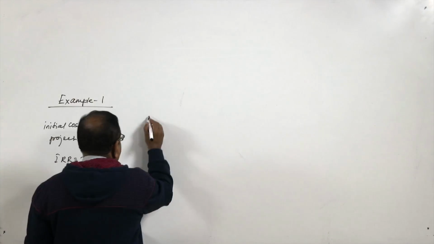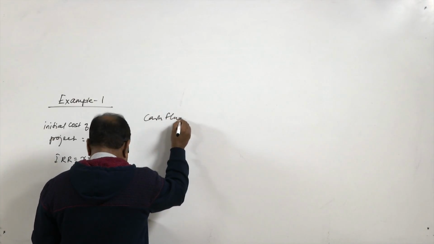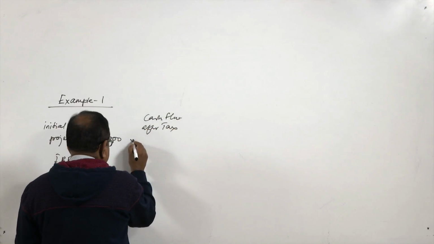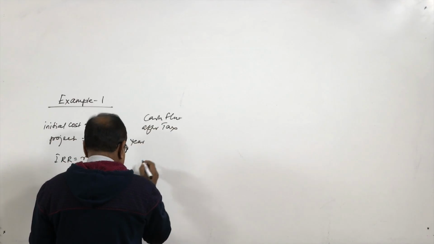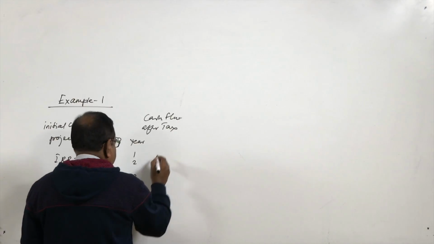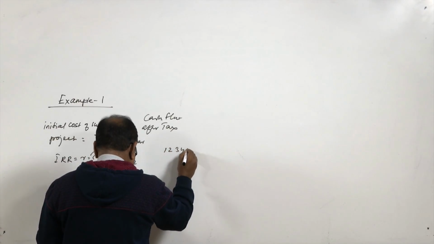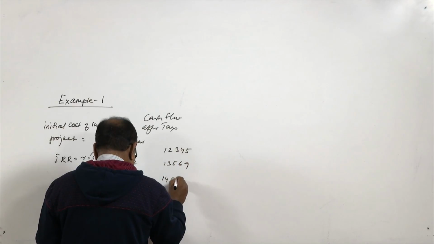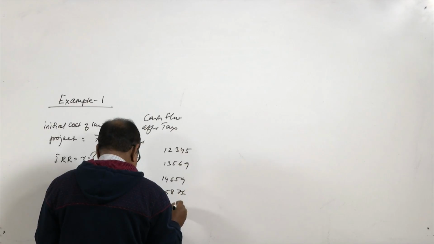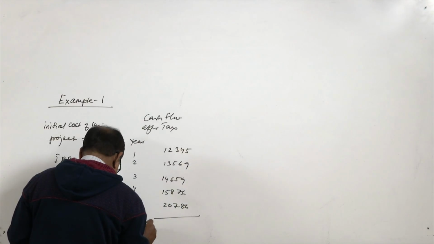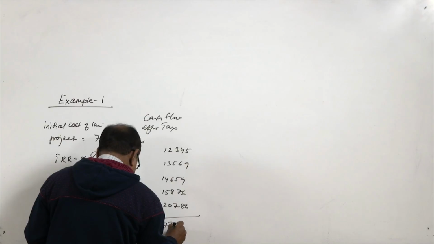Now, what are the cash flows available after tax? This is year: 1, 2, 3, 4, 5. The cash flows are 13,569, 14,659, 15,876, 17,286 and so on, and if I do the sum, this is 77,235.